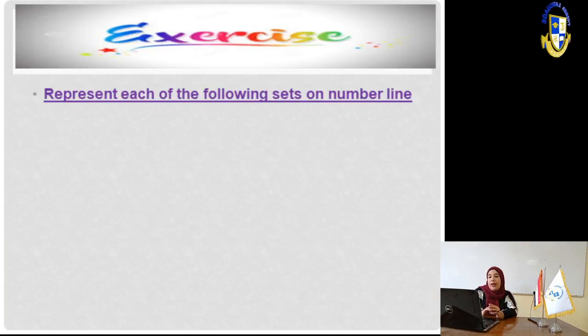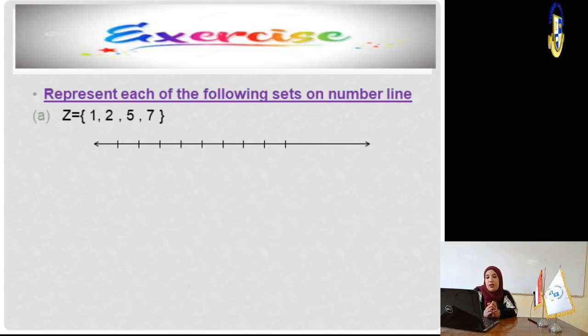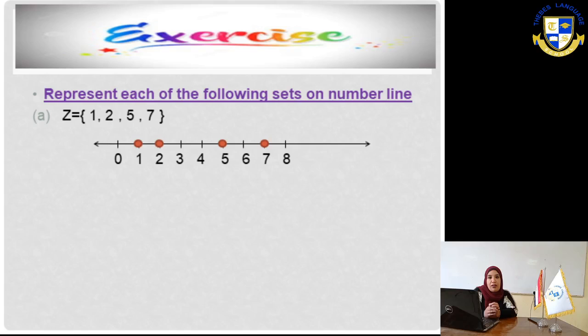Now let's see how we can represent a set of natural numbers. When I say set Z is a set of 1, 2, 5 and 7, we will represent each element by a point on the number line. So I will make a point on number 1, number 2, number 5 and number 7.